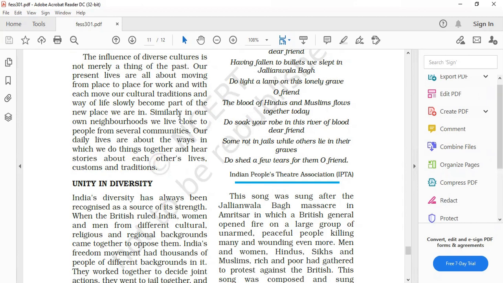And the next major question comes here, that is, India's diversity has always been recognized as a source of its strength. It's a major question. Underline the lines and mark the lines. And this is the question that comes here: is it true that India's diversity has always been recognized as a source of its strength? Is it true? They can ask you. So underline these lines, and your answer to the question is this paragraph.